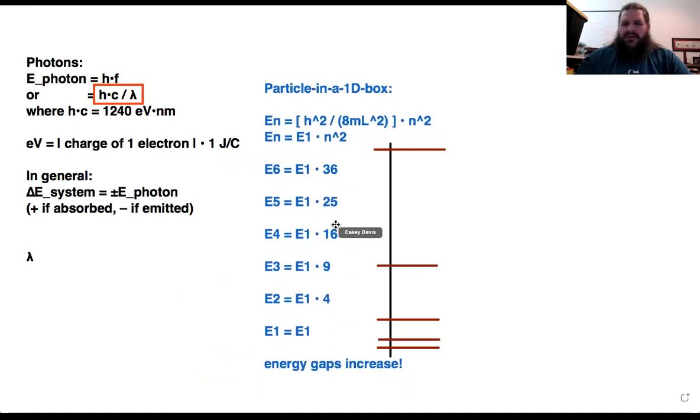And then if you wanted to figure out how much energy is gained or lost, you would just subtract final minus initial. That would tell you the delta energy of the system. And you could set that equal to the energy of the photon being absorbed or emitted and solve for a wavelength. That would tell you, for instance, what wavelengths that system could absorb or emit. Any questions on that so far?